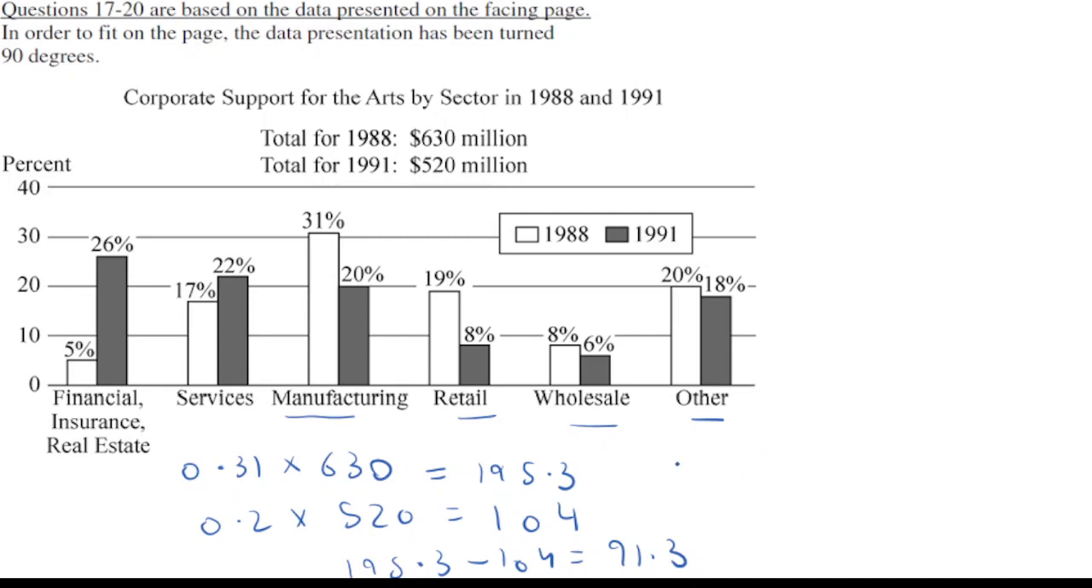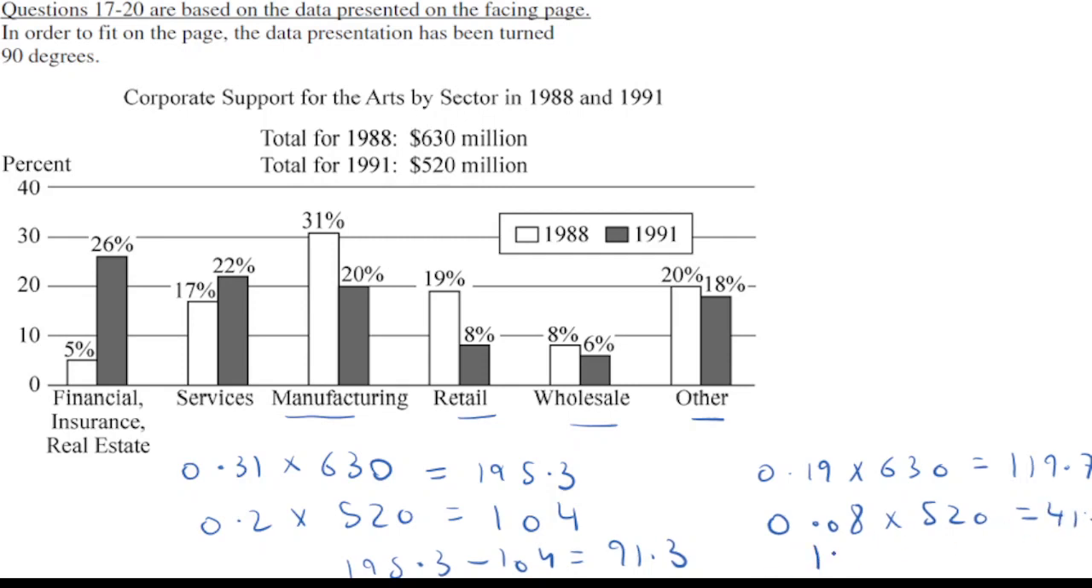Now we will do the same exercise for retail. In the first year, retail contributed 19%. So 0.19 of 630 million dollars is $119.7 million. And then for the second year, it contributed 8%, which is 0.08 times 520. Using the on-screen calculator, you can calculate that this is equal to 41.6.